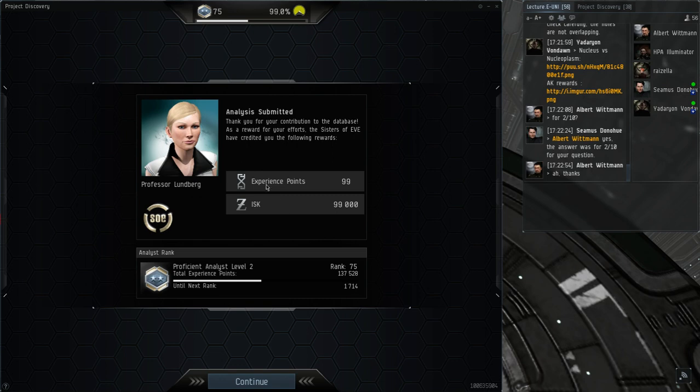So when the analysis is submitted, you get experience points, which is based on your accuracy, which is 99%. You get ISK, which is also based on your accuracy. And then you also see what level you are, how many experience points you have, and how much you need to get to the next rank. And when you rank up, you will get analysis credits.